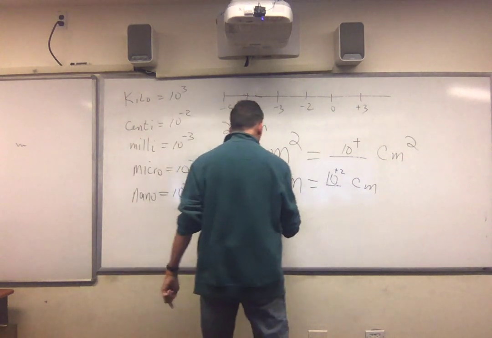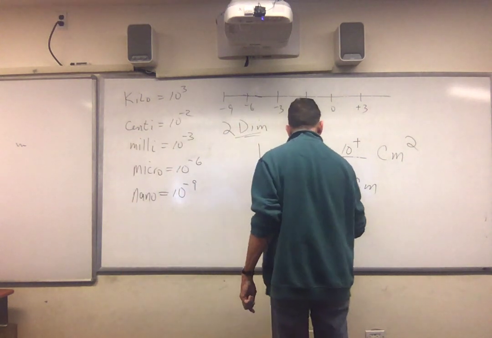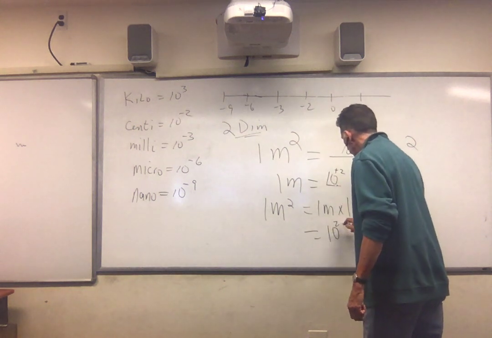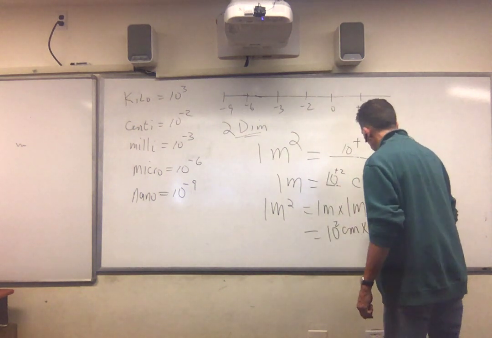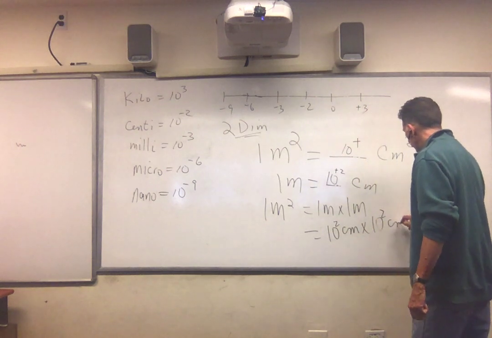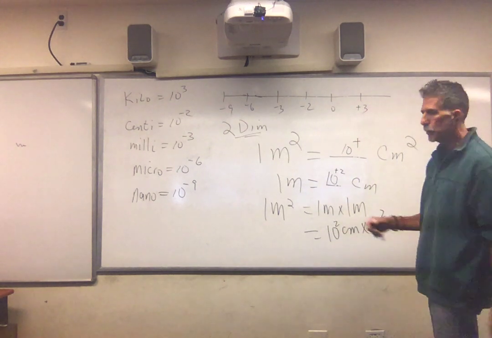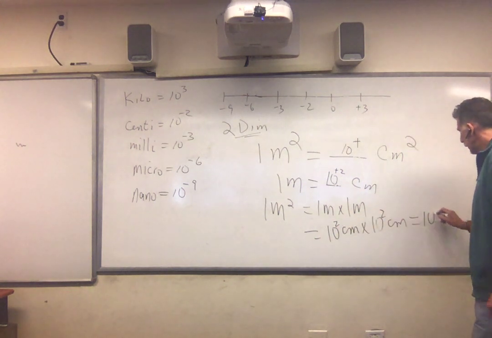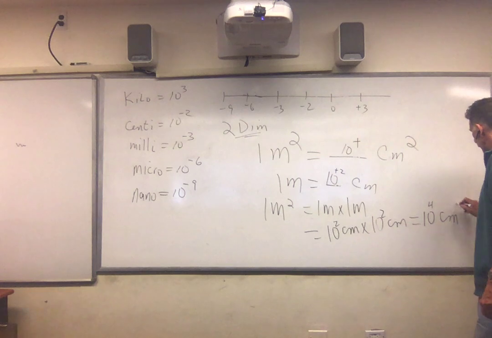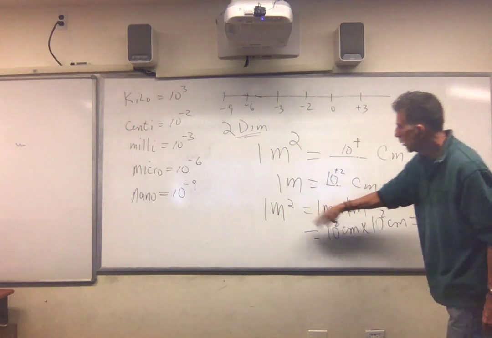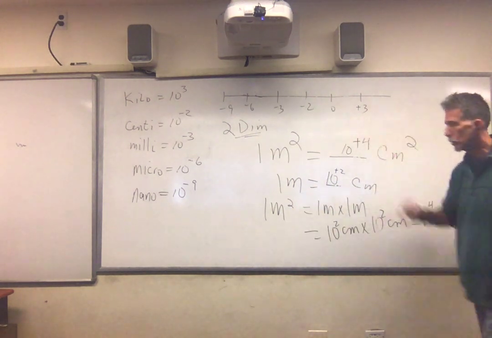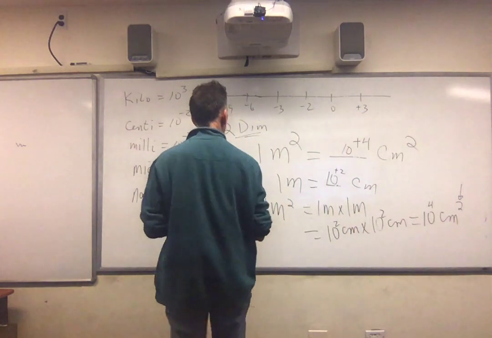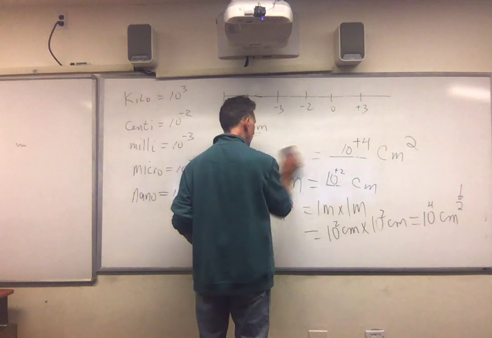So 1 meter squared is 1 meter times 1 meter. So we get 100 centimeters times 100 centimeters. And remember our rule for multiplying powers of 10, we just add them. So we get 10 to the 4 centimeters squared. All right? One more two-dimensional one, shall we?